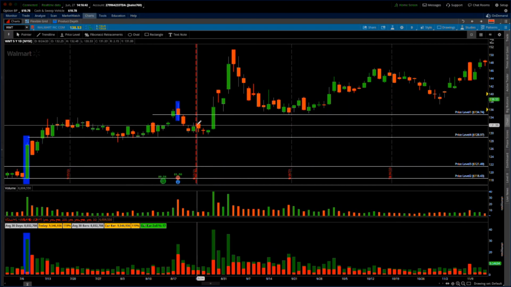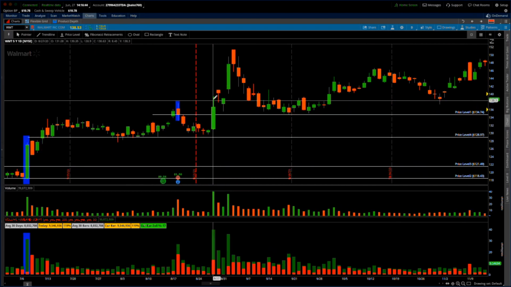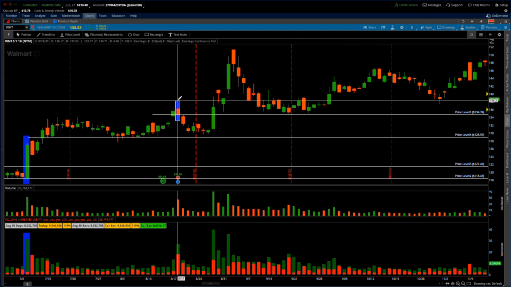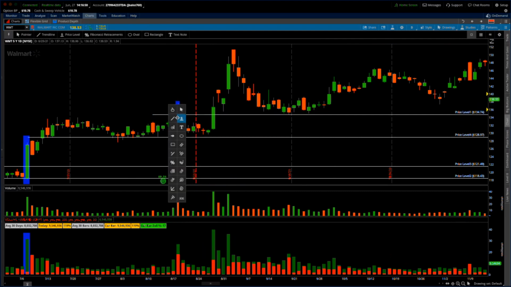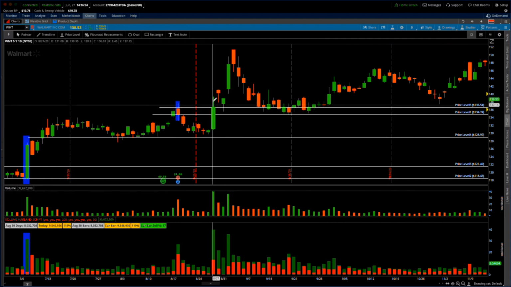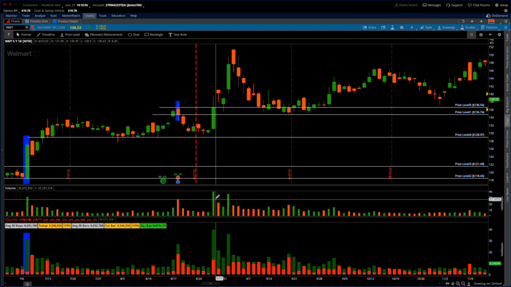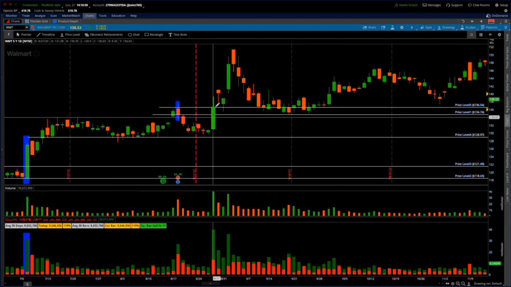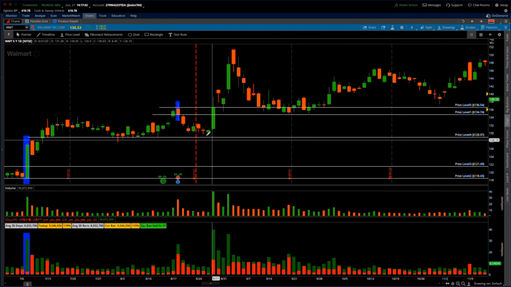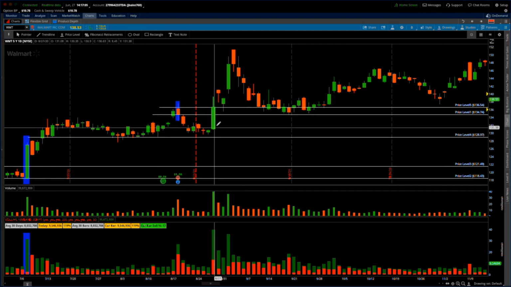But we can move on, and here we have another breakout on good volume above here. Really, it's above here, but still, that's a valid breakout because you have this wide spread candle on this high amount of volume.